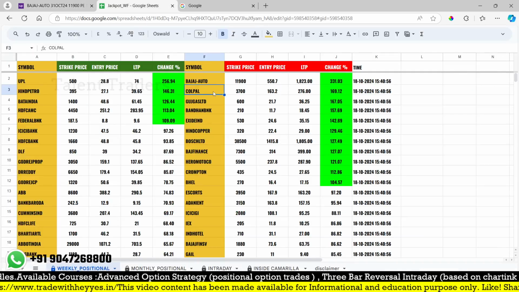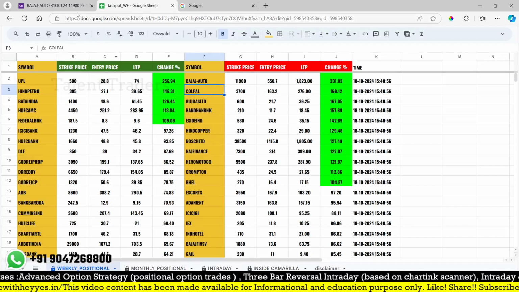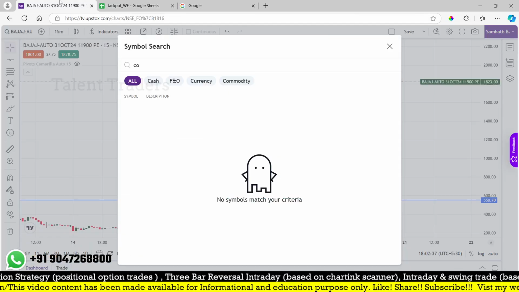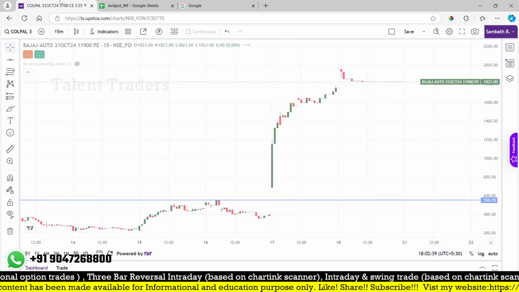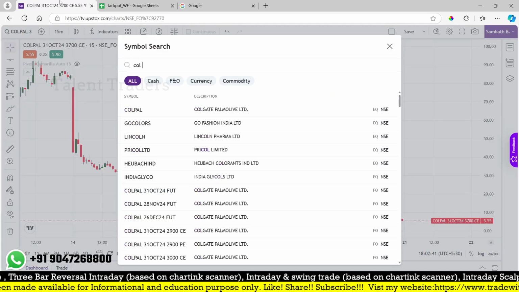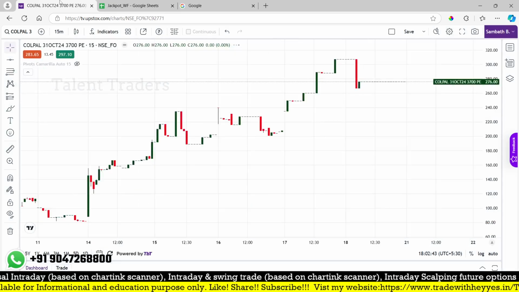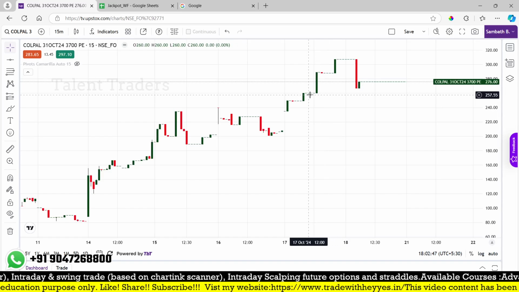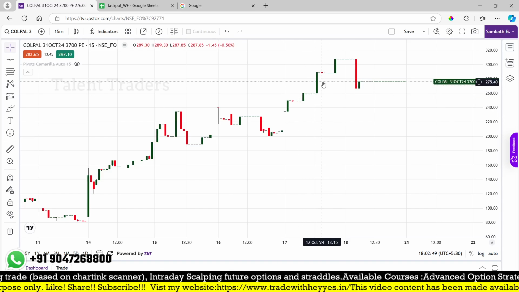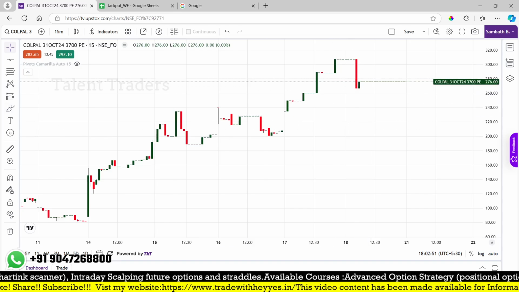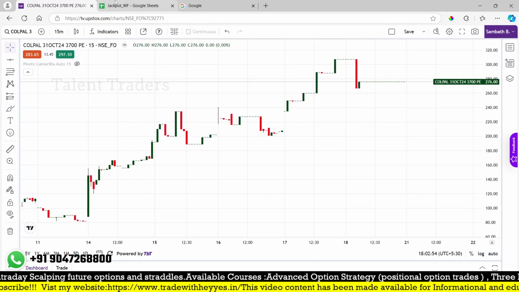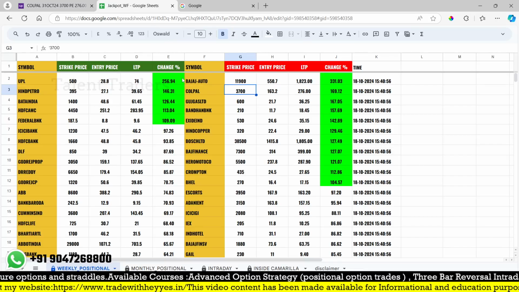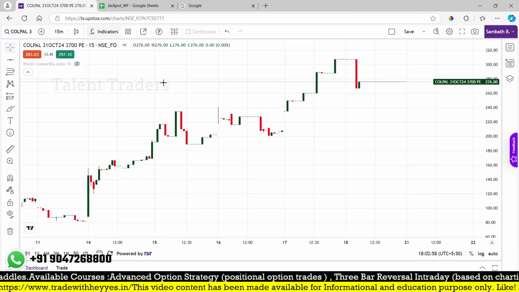And Coal India, you know very well, is normally not liquid. Let me check that Coal India 3700 whether it is liquid or not. Here in this case, the right side is the put, and you can see most of the time it isn't liquid. It is 15 minutes, almost 1 hour, not trading. So that's why we have to check the stock whether it is liquid or not. We need to check at 3700.